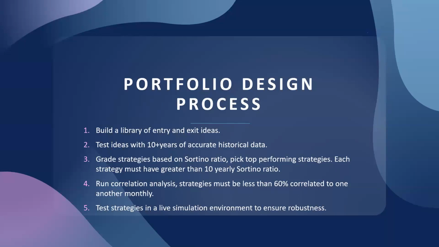So let's talk about my portfolio design process. How do I build a portfolio of strategies? How do I go from 1 strategy to 10 strategies? So I have a massive library of entry and exit ideas. I have a big Excel sheet. It's got like over 5,000 rows of different strategy ideas with different entries and exits.